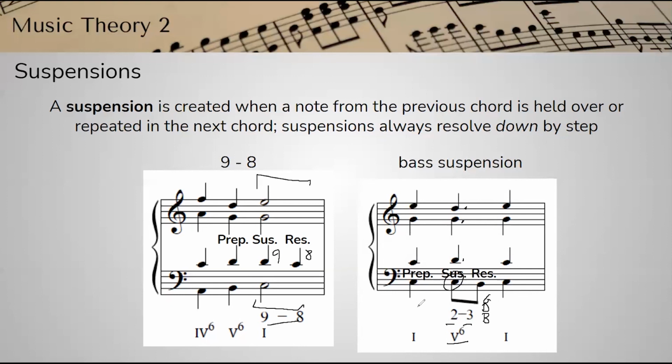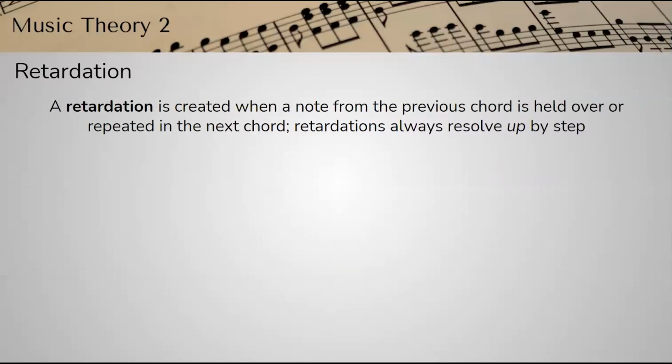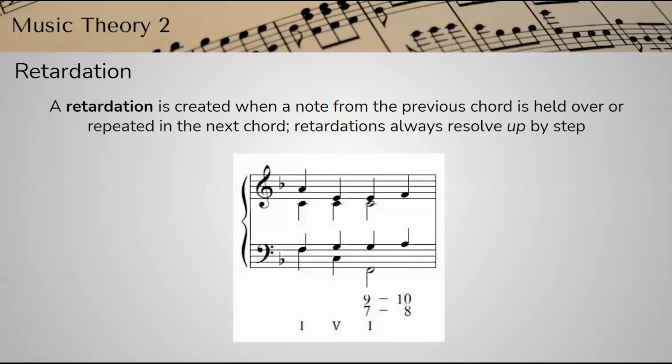Okay. And then finally we have one more type of non-chord tone, and it's sort of like the opposite of a suspension. We call it a retardation. And a retardation is just like a suspension. It's created when a note from the previous chord is held over or repeated, but retardations always resolve up by step instead of down by step. So they're like suspensions, but they resolve in the opposite direction. So here we're doubling up. We have 2 retardations at the same time.